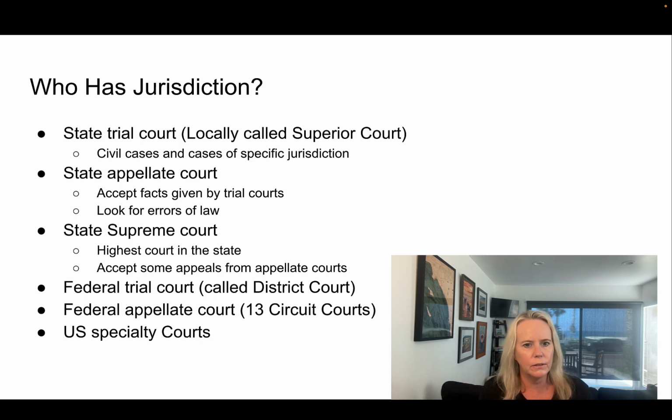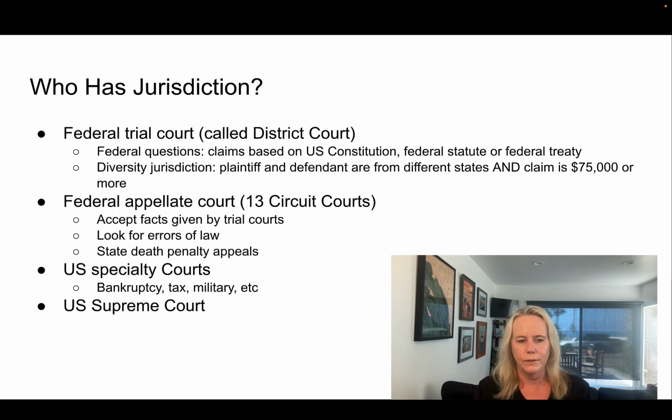At the federal level, we have the federal trial court, and our closest federal courthouse is in downtown San Diego. At the appellate level, we have the federal appellate court. There are 13 circuit courts across the United States. California is in the 9th circuit. And we also have U.S. specialty courts. Bankruptcy is a U.S. specialty court. Anytime you file bankruptcy, it's federal, and it goes to a bankruptcy court, which is a U.S. special jurisdiction.